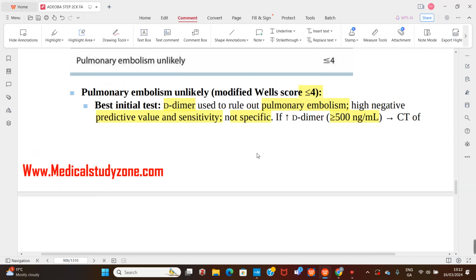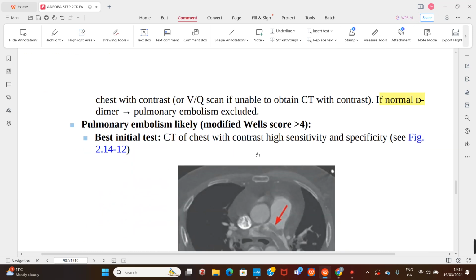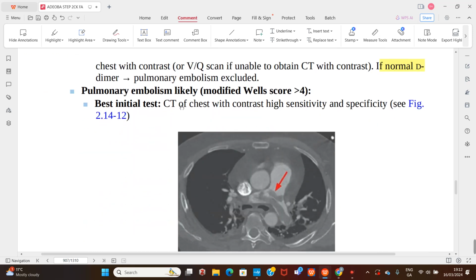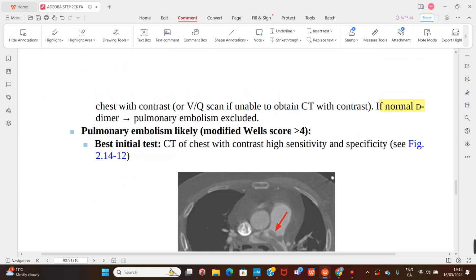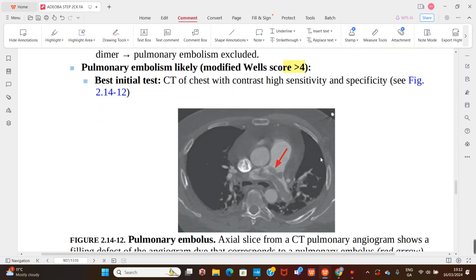So I get a patient that has a Wells score I calculated to be 4 or less. I do my D-dimer. If it's more than 500, I go on to my CT. If it's less than 500, I stop. But if the Wells score that you have calculated ab initio is more than 4, 5 onwards, you start with your CT scan of the chest. It has a very high sensitivity and high specificity.